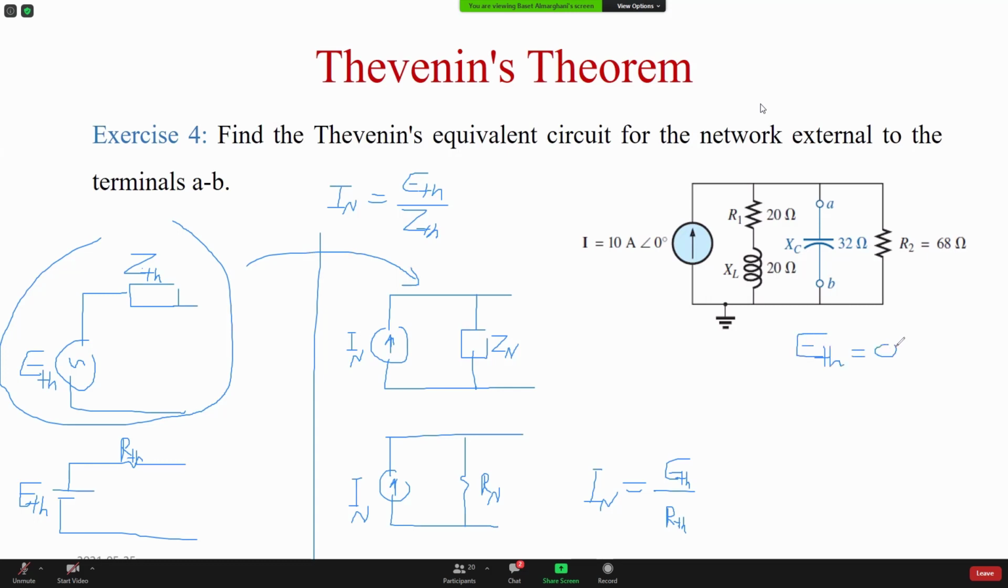Now, E Thevenin is the open circuit voltage. I Norton, you can't have open circuit current, there's no current in that case. So it is the short circuit current. So you come here, you put a short circuit, and you measure the current. It's a short circuit current.